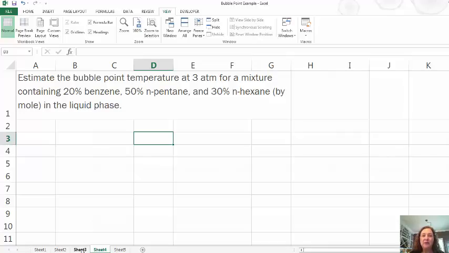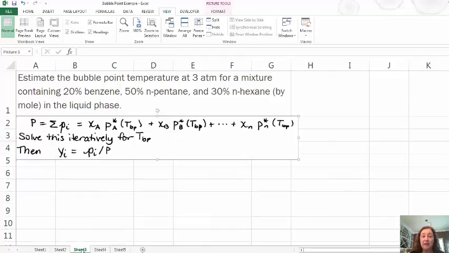So we need to remind ourselves of how I would do a bubble point calculation. From what we had in the lecture, we found that the pressure is the sum of the partial pressures, which, by Raoult's law, is the liquid phase mole fraction times the vapor pressure for that substance. We would take each of those and sum them, and that should be equivalent to the total pressure. Now the problem is we don't know what the boiling point temperature is, and this is a highly nonlinear equation, so we'll be solving this iteratively for the boiling point temperature.